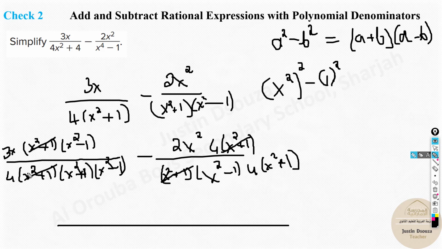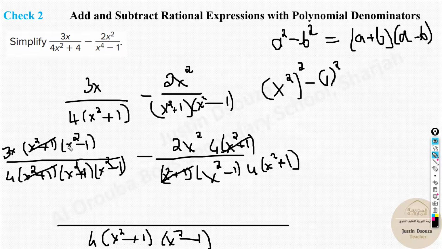What happened? The denominator, I've just cancelled it off. Why? x squared plus 1 up and down. Here also x squared plus 1 up and down. Instead of writing the same denominator, I just cancelled it over here. Now what do I have to write? I have to write 4 of x squared plus 1, x squared minus 1, and what's remaining here?